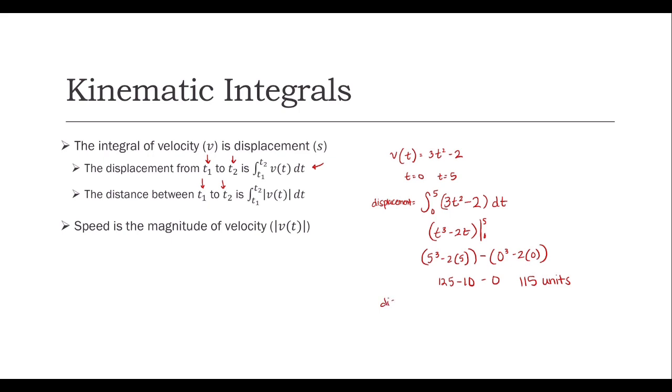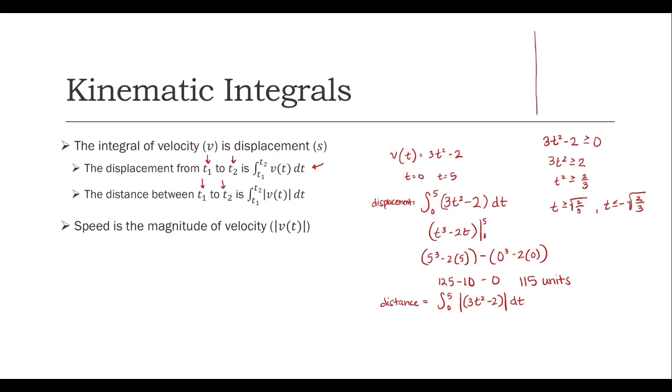If you wanted to know the distance between, that would equal your integral from 0 to 5 of the absolute value of 3t squared minus 2 dt. So we could look at our function on the inside, our 3t squared minus 2, and we want to find when that's greater than or equal to 0. So 3t squared is greater than or equal to 2, so t squared is greater than or equal to 2/3. So the velocity is positive if t is greater than or equal to the square root of 2/3, or if it's less than or equal to negative square root of 2/3.